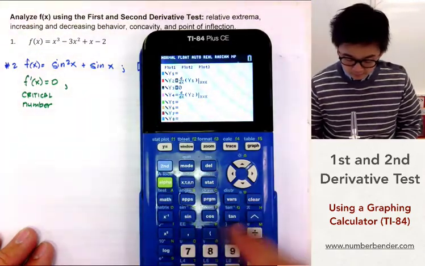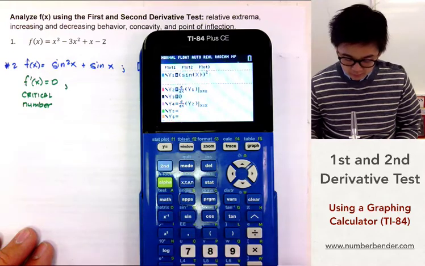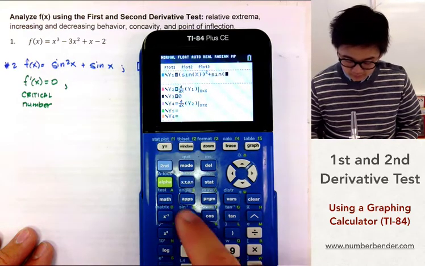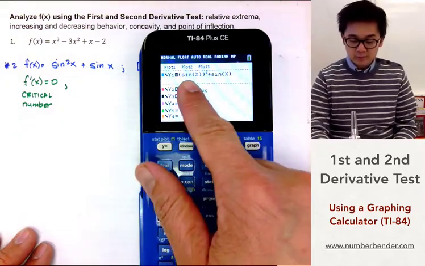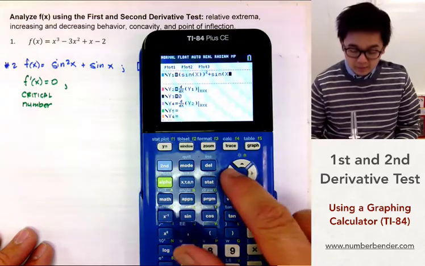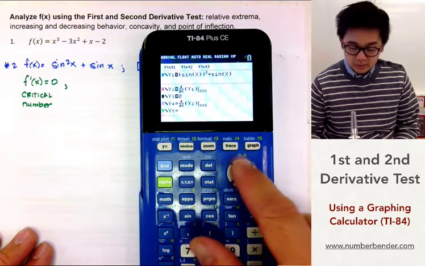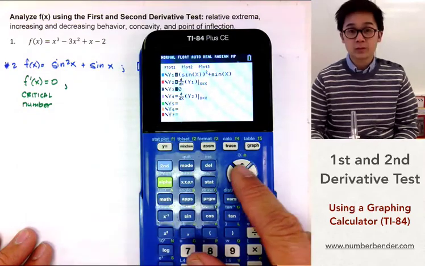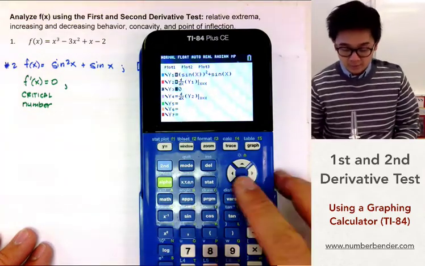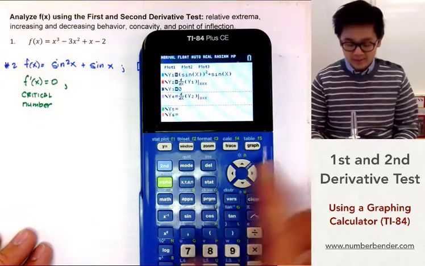So we have sine, parentheses, sine x squared plus sine x. So this is our first function, sine x squared plus sine x, and let's turn on graph number 1, which is the original function, graph number 2, which is the derivative function, and y sub 3 is equal to 0, which is our x-axis. So let's turn off y sub 4, which is the second derivative, because we don't need it yet.